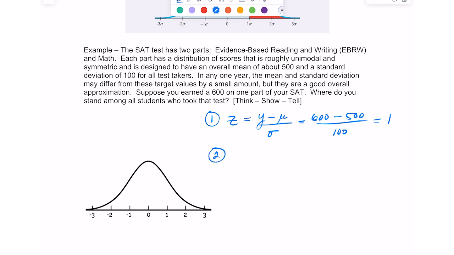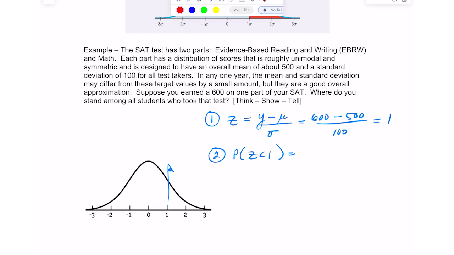So what I want to know is the probability of z being less than 1. Okay, so if I'm right here at 1, that's me. Where do I stand? I want to know, in other words, what percentile am I going to be? Okay, so we know from the past that this represents 84%.